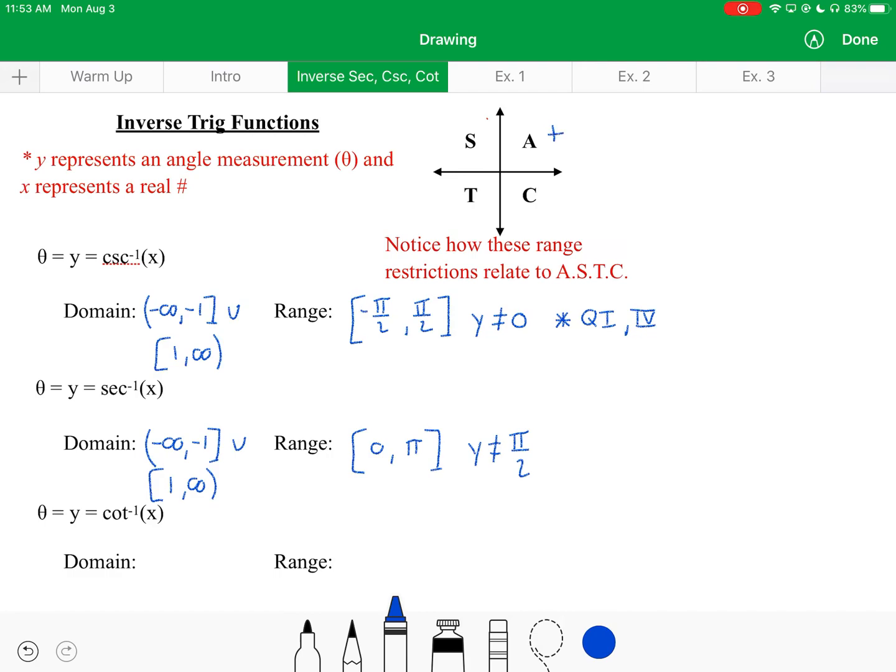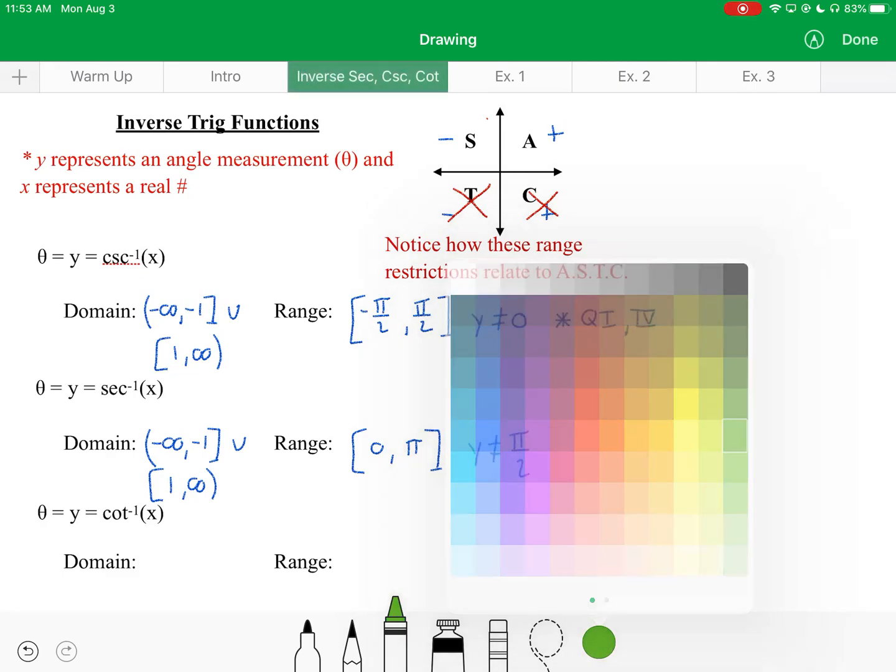Secant is positive in quadrant 1. It's negative in quadrant 2. It's negative here and positive here. So by this range from 0 to pi, we're ruling out quadrants 3 and 4, allowing us to keep one positive quadrant and one negative quadrant. So we're in 1 and 2 here.